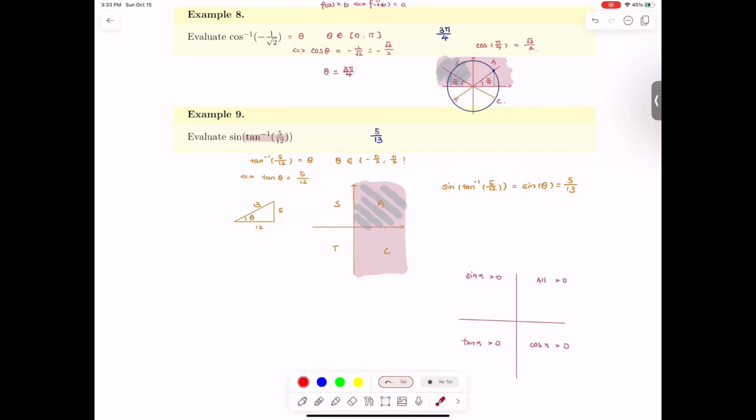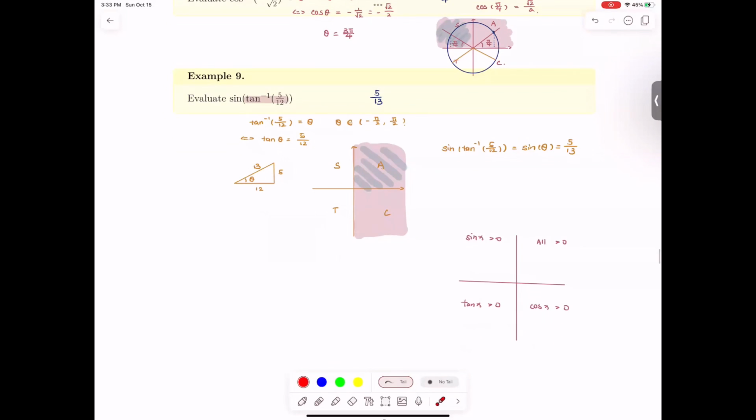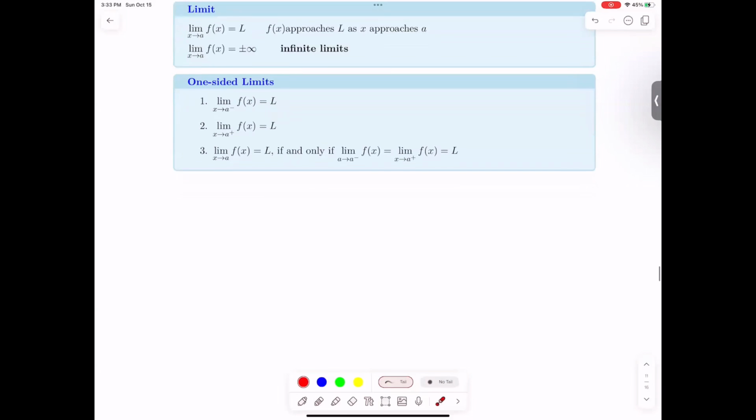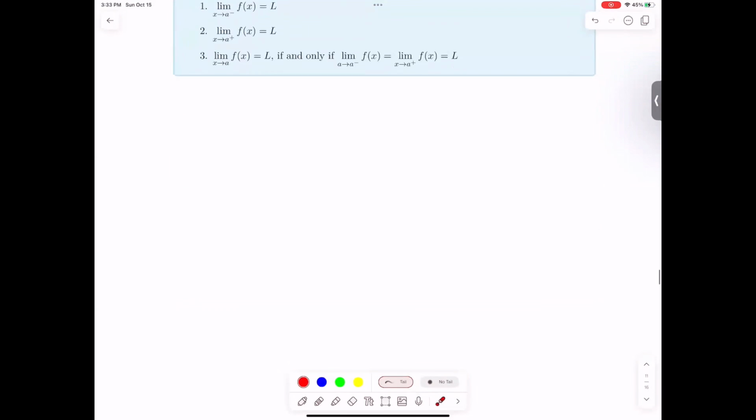Does this make sense? Gabriel? Okay, so because of that, and I know tangent has to be greater than 0, if I pick here, it's going to be less than 0, so I can only pick the A part. You should know this, and I'm running out of time, but limits is really important.